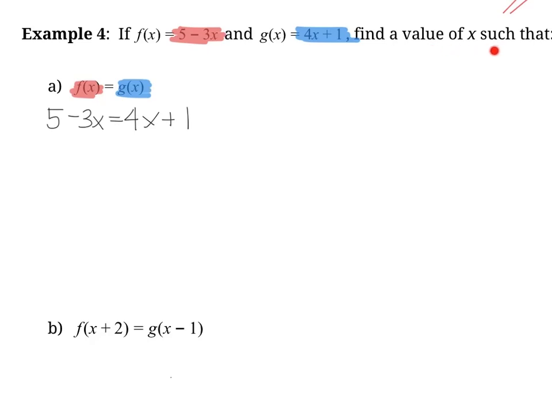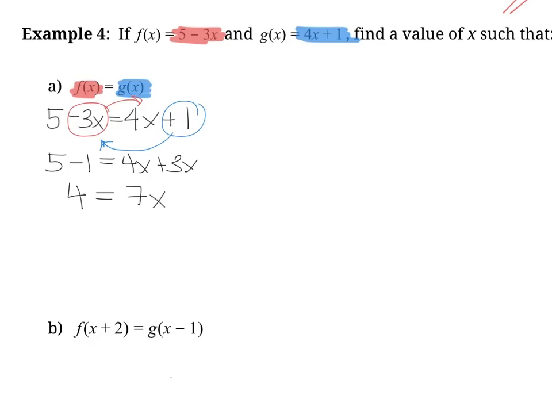We're supposed to be looking for a value of x. So let's collect the x's on one side and the constants on another. I'm going to bring this negative 3x onto this side, and I'm going to bring this plus 1 onto this side and rewrite it. So I have 5 minus 1 is equal to 4x plus 3x. If you want to solve in a different way, that's not a problem. So we have 4 equals 7x. Divide by 7, and we have that x is equal to 4 over 7.